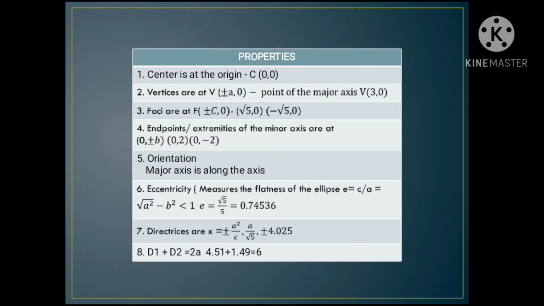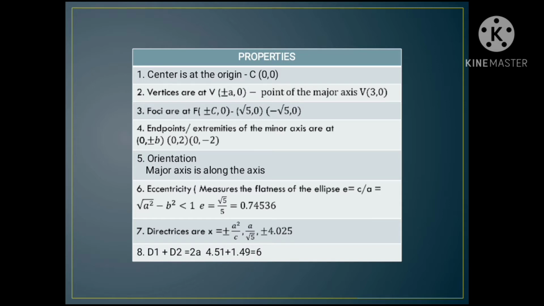The properties of the ellipse. First is the center. The center is at the origin, or C, parenthesis 0 and 0. The vertices at V, positive and negative A, and 0. The foci are at F, positive and negative C, and 0. The endpoints or extremities of the minor axis are at 0 and positive and negative B. The orientation is major axis along the x-axis.